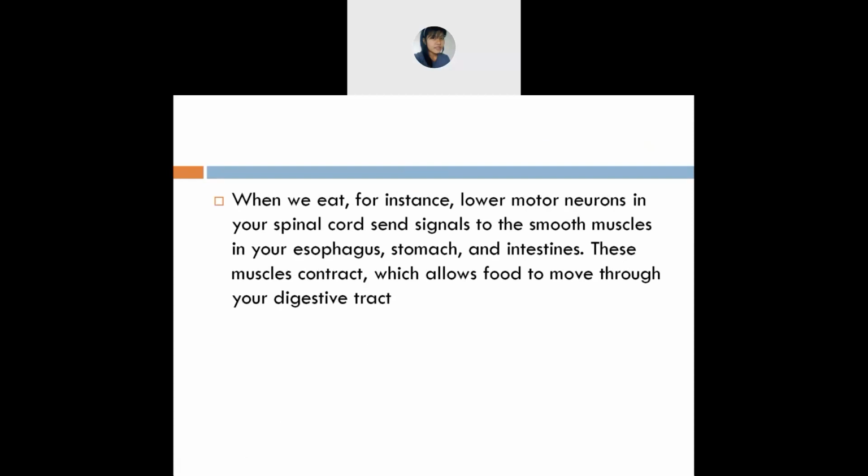And again the spinal cord, they will send signal to what? To the smooth muscle. For example, your esophagus, your stomach, your intestines, all this. And what will happen after that? The muscle will contract. Contraction will start. And what happens when that contraction starts? The food is allowed to go inside the GI tract, or else you can say the digestive tract. Is it clear, this portion?